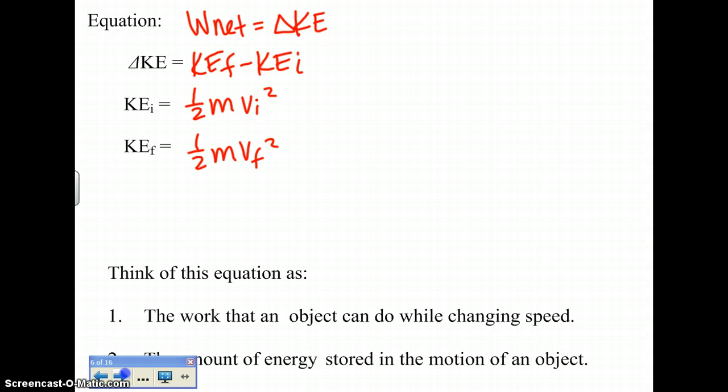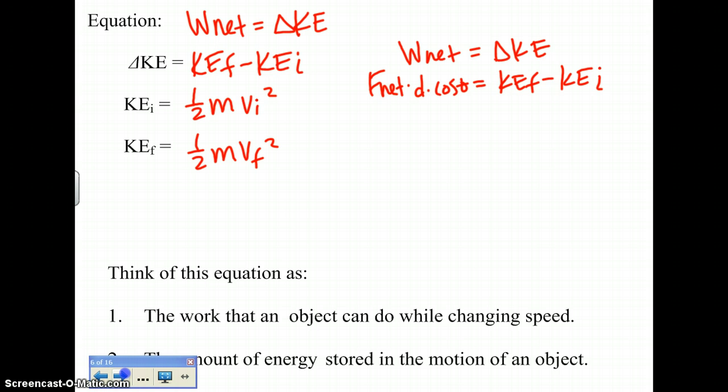So we can think of this really long-handed here. W net equals delta KE, whereas W net is F net d cosine theta equals KEf minus KEi. Potentially your F net would break down into m a net. You would then need to be specific in the x direction or in the y direction, times d times cosine theta, equals 1/2 m vf squared minus 1/2 m vi squared. Rearrange, plug in, solve through, etc.